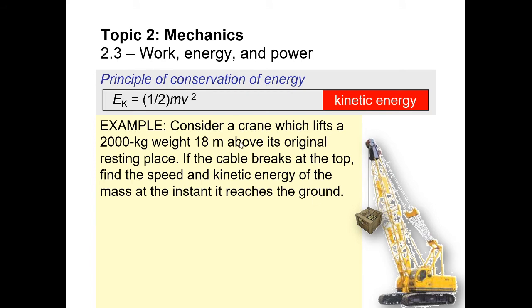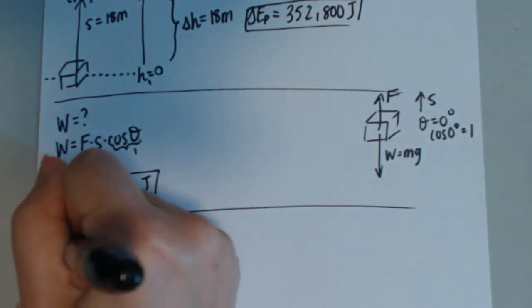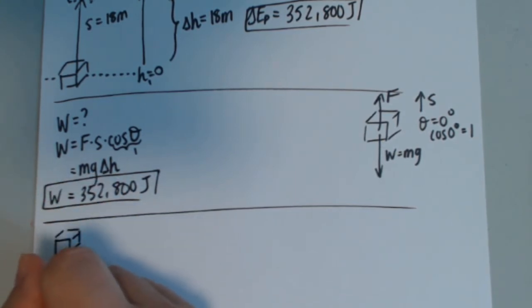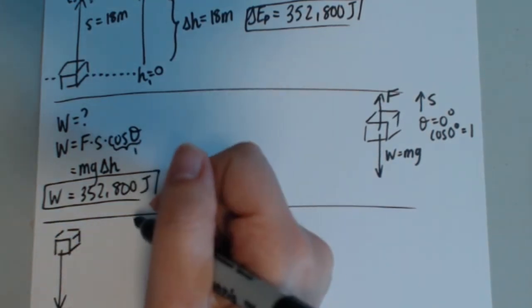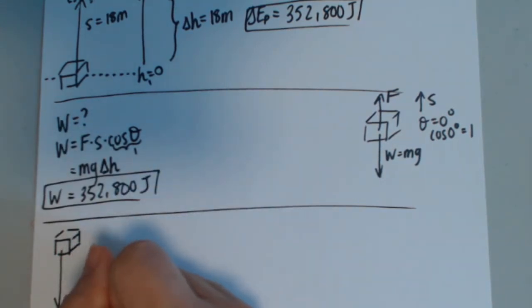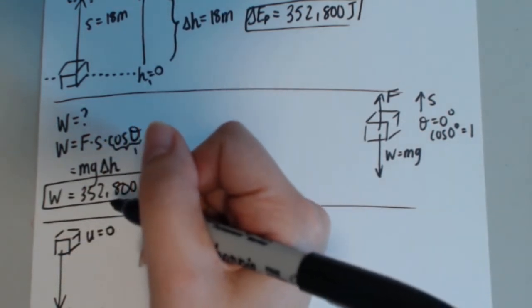All right, so now the 2,000 kilogram weight is 18 meters above its original resting place. If the cable breaks at the top, find the speed and the kinetic energy of the mass at the instant it reaches the ground. So this thing is at the top, and the cable breaks and it starts to fall and eventually lands on the ground. So we want to know the speed and the kinetic energy when it hits the ground. So V is equal to question mark. Initial speed is 0 because the cable breaks. That means it was at rest.